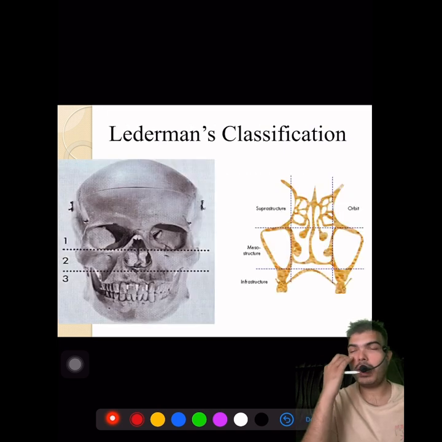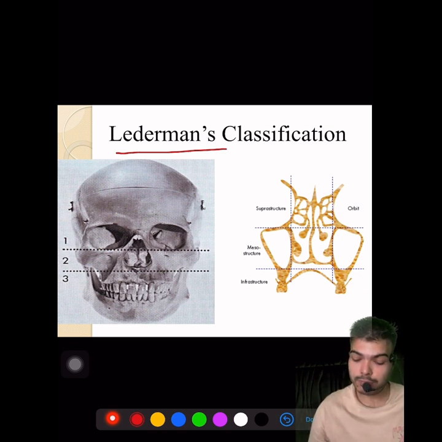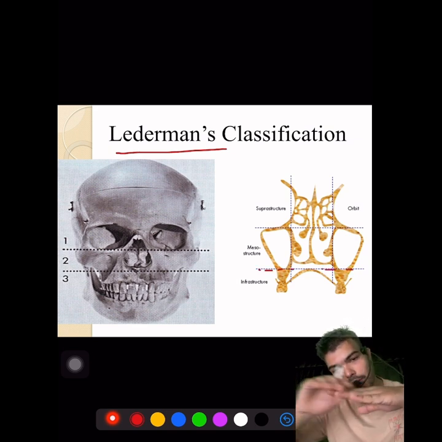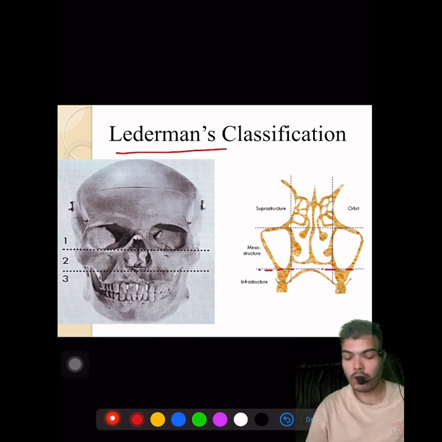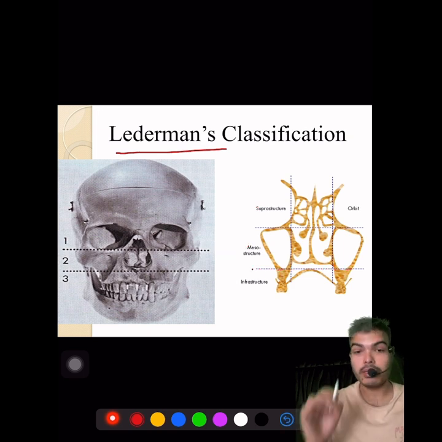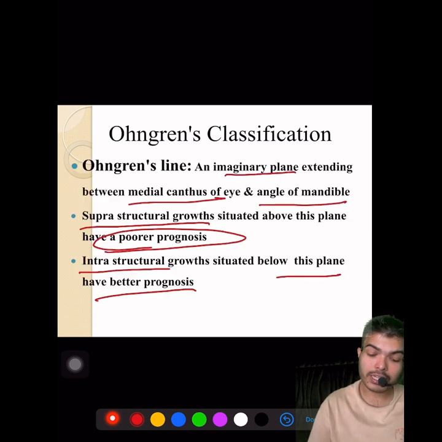Lederman's classification means that one line is drawn through the floor of the orbit, and the other line is drawn through the floor of the maxillary sinus. So both floors, right? And you get suprastructure, mesostructure, and infrastructure. Now you need to know this. It is slightly complicated, but the most importantly used is Ohngren's classification. Ohngren. Lederman.